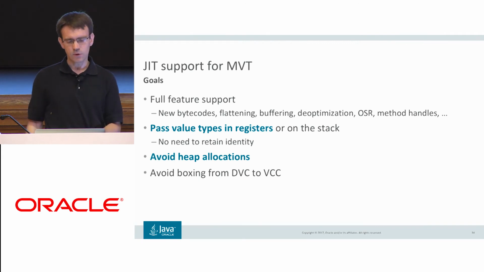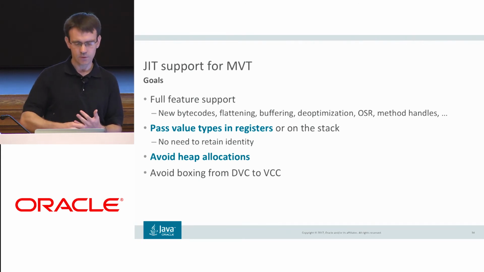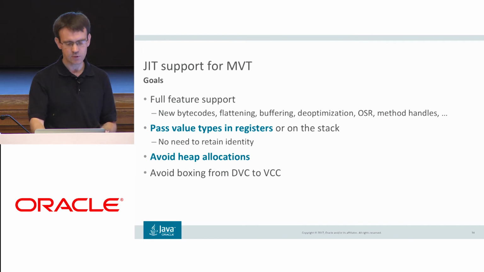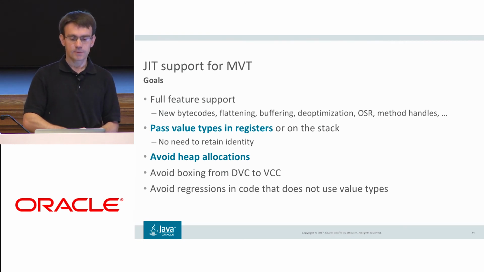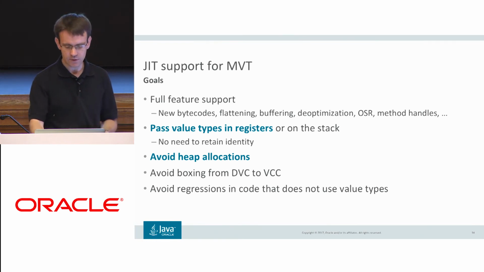The JIT is also trying to avoid heap allocations. It's trying to remove or avoid boxing from the derived value type to the value capable class. And always important, avoid a regression for code not using value types.